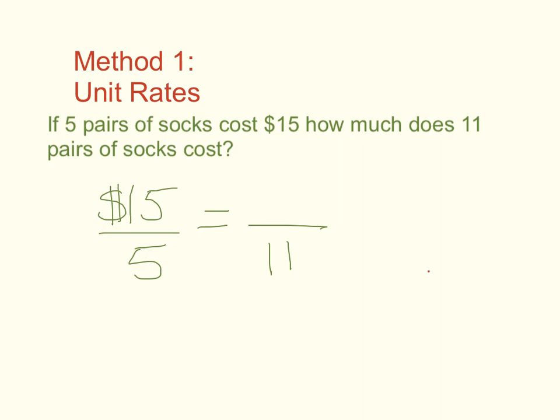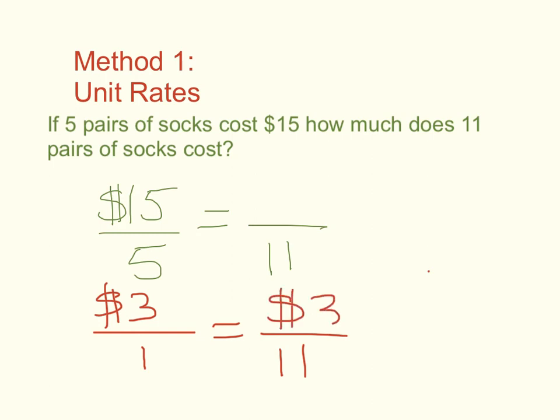$15 for 5 pairs of socks, the unit rate becomes, we're looking for 1 pair of socks. And 15 divided by 5 is 3. So 1 pair of socks is going to cost us $3. Now I can set up this equivalent ratio. And if 1 pair costs $3, how much does 11 pairs cost? So we're simply going to multiply 3 by 11, and it will be $33.